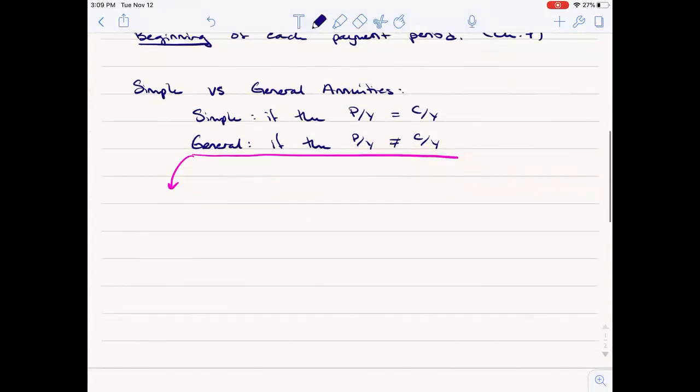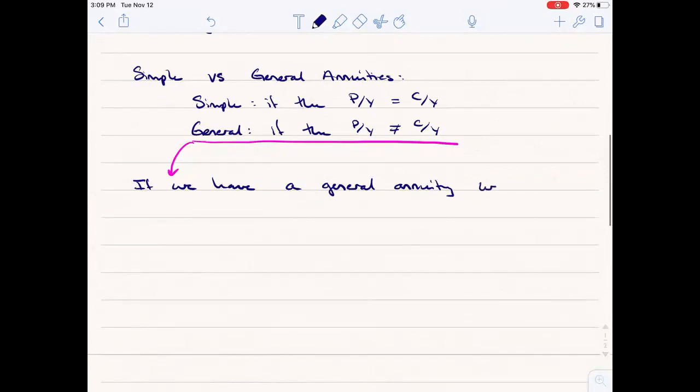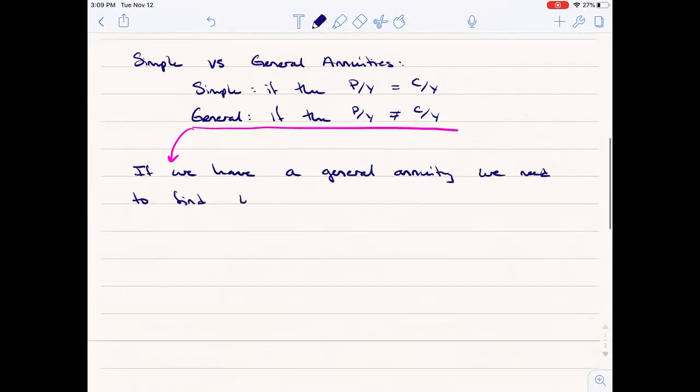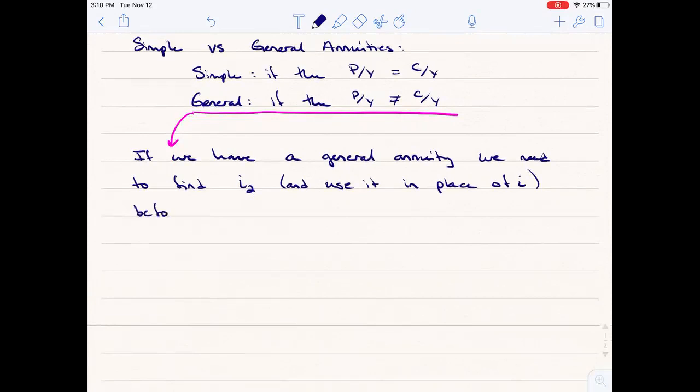So if we have a general annuity, we need to find I2. I'll put in brackets and use it in place of I before we can do any calculations.